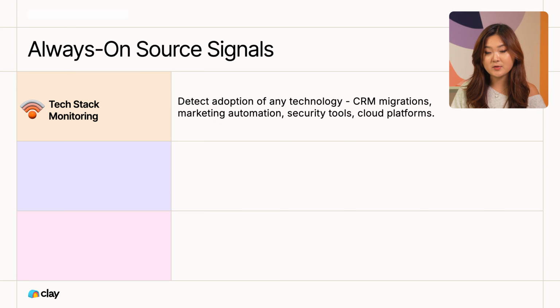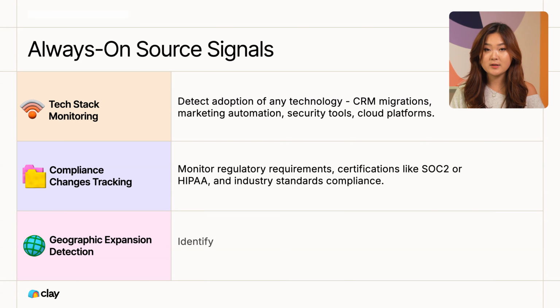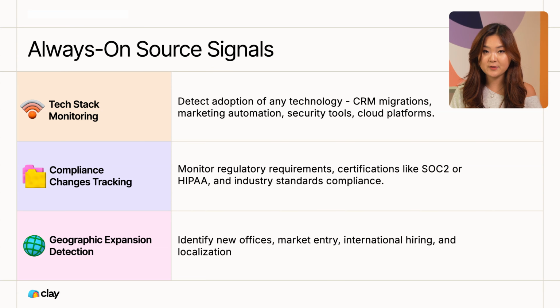You're catching them right as they're making the transition, when they're most receptive to solutions that help with implementation, training, or optimization. Tech stack monitoring works for detecting adoption of any technology: CRM migrations, marketing automation, security tools, cloud platforms. Compliance changes tracking monitors regulatory requirements when companies have certifications like SOC 2 or HIPAA and industry standards. And geographic expansion detection identifies new offices, market entry, international hiring, and localization efforts.